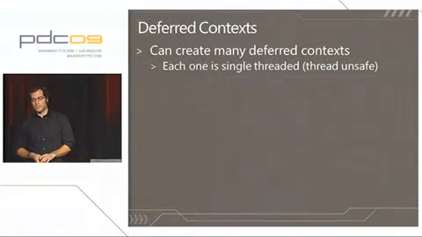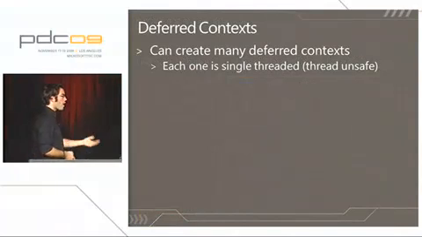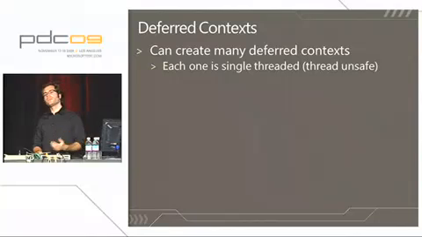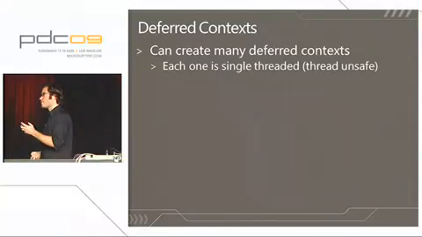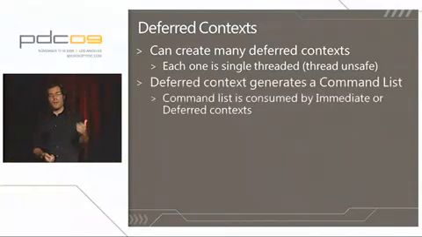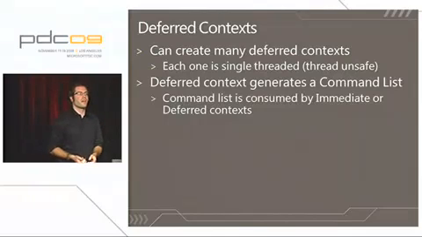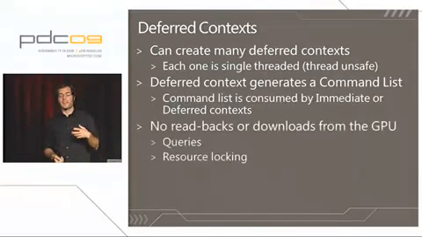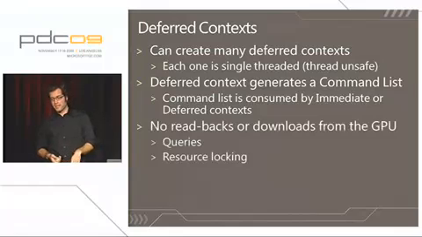When we're talking about this idea of deferred contexts, sort of walking through how you would use it, you can create many deferred contexts, and each one is not going to be thread safe, so you have to tie each one to a different thread. And when you issue commands to it, unlike the immediate context, which will feed those commands immediately down to the GPU, the deferred context will start to collect up a command list. And this command list is something that you can execute later on the immediate context.